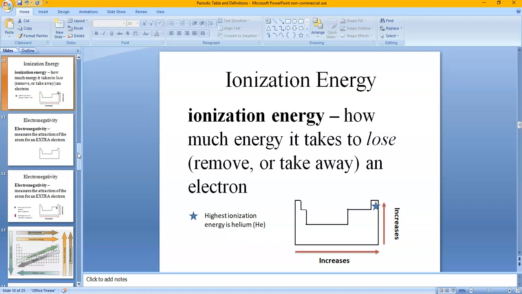So as you can see, our trend: as you go to the right and as you go up on the periodic table, the ionization energy increases because the atoms are getting smaller and the nucleus can hold on to the electrons easier. So helium has the highest ionization energy.